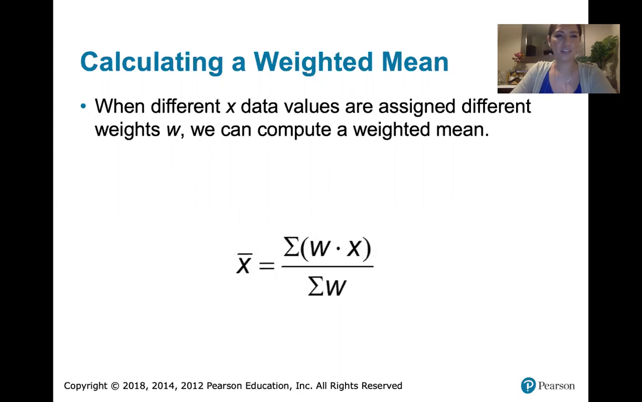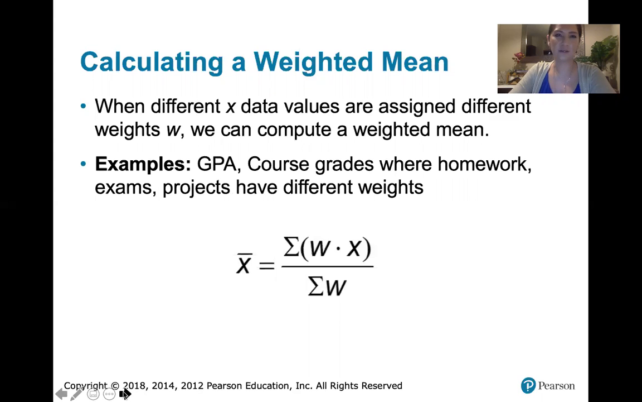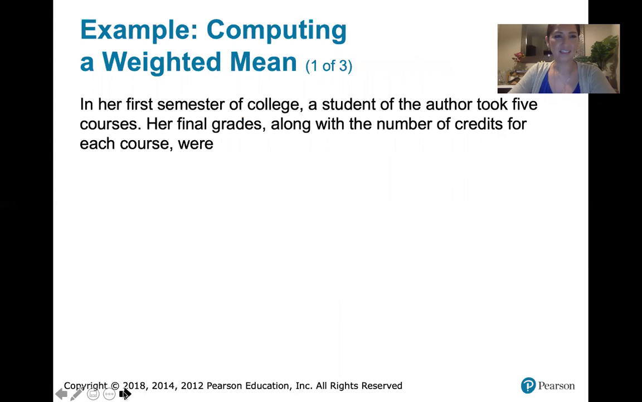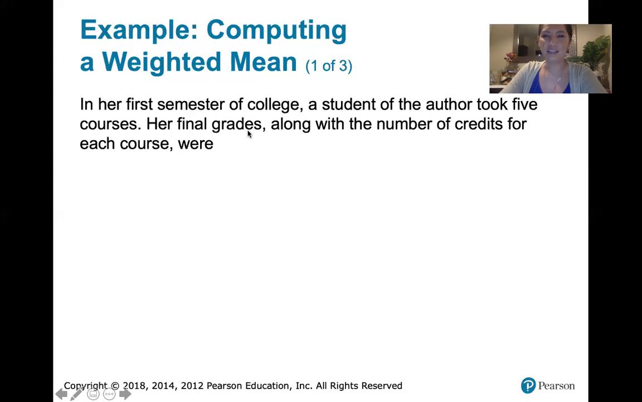Another example from education where we compute weighted means is whenever you calculate a GPA. So we're actually going to compute a weighted mean right now using the GPA example. So here it says, in her first semester of college, a student of the author took 5 courses. Here are her final grades along with the number of credit hours for each course.